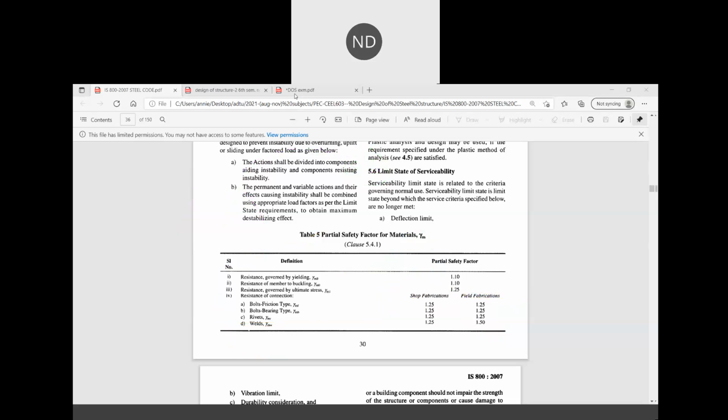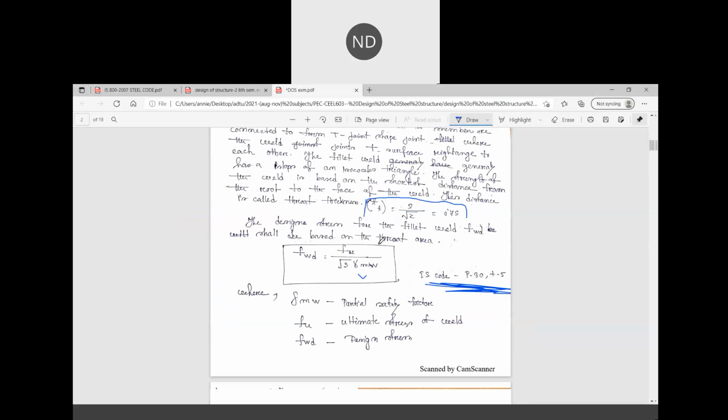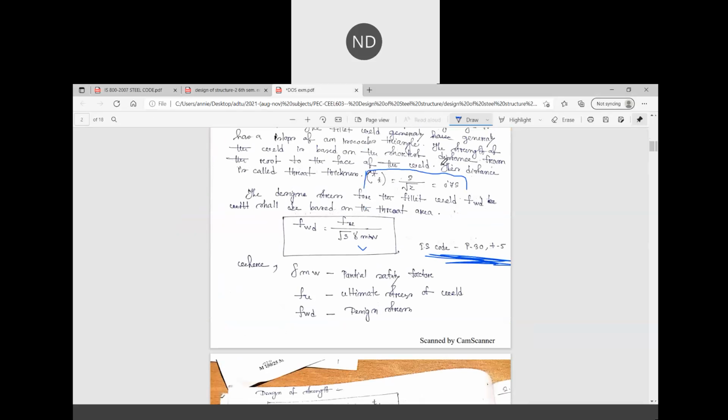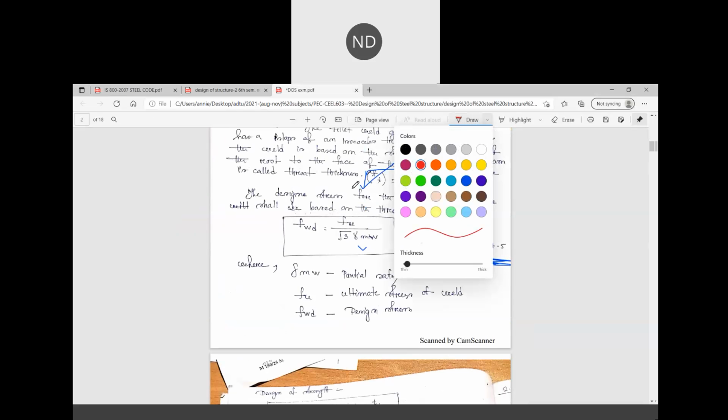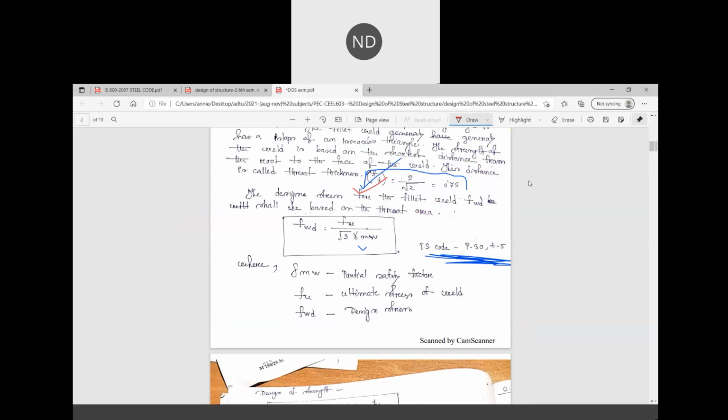So now, the basic step we have done is to find out the throat thickness first of all, 0.7s. Then the design shear stress, that means Fu by root 3 gamma mw. Gamma mw value you are going to get from IS code 800 2007 from table number 5, right? Then Fu you are going to get from the metal which is considered in your question or which you are considering in your design, right?